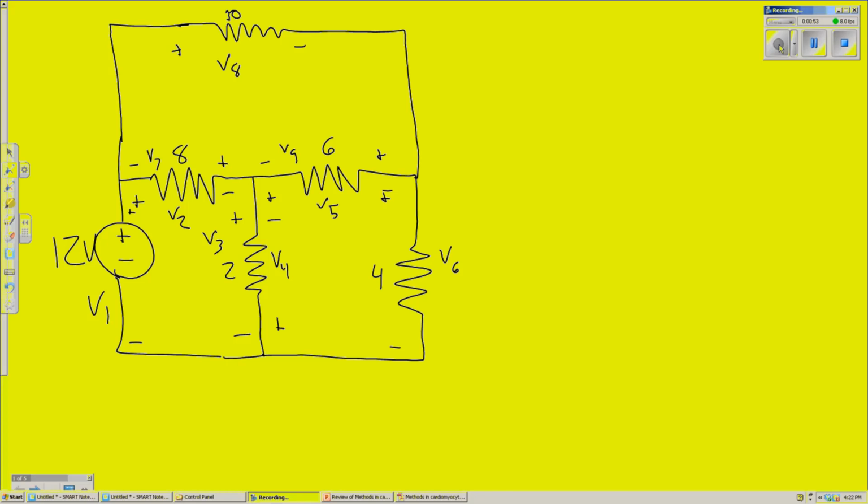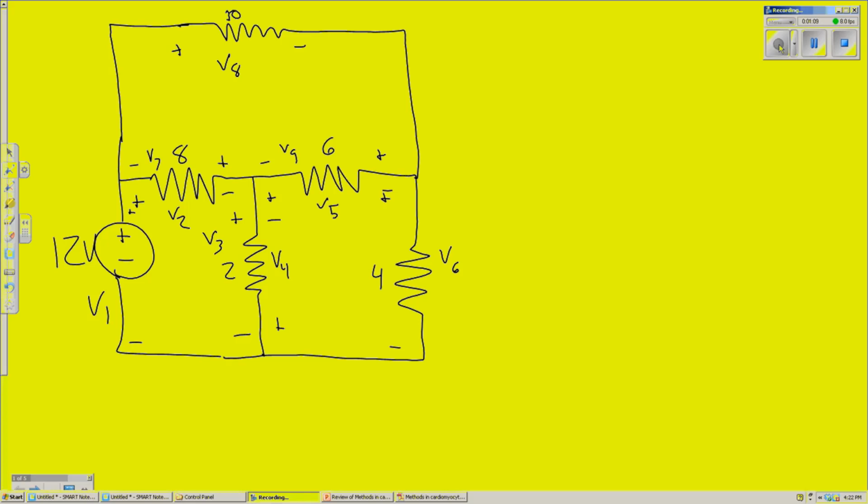So looking at this, we've got the same circuit that we were using for our node voltage. We have a 12-volt source, and we've got 5 resistors. We don't know what any of the voltages or any of the currents are here except for what's on the independent, but we can find out.